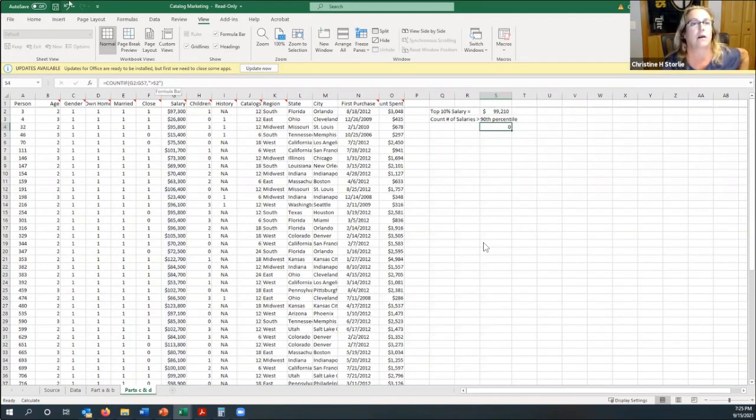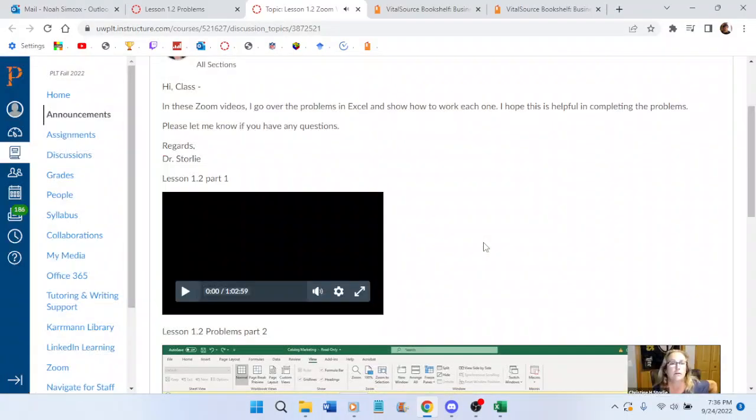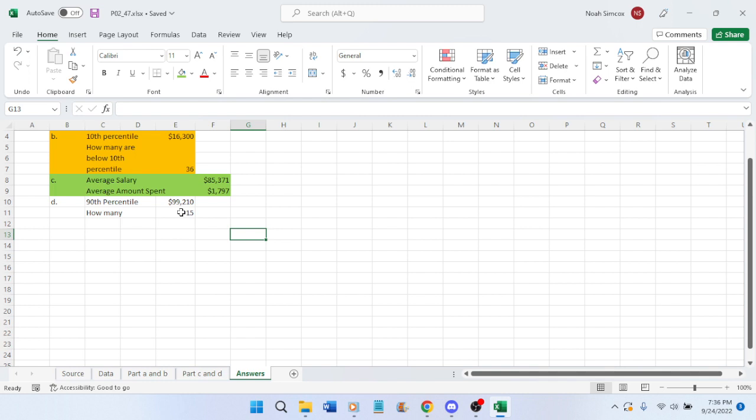Wait, what is she now doing? She had the right answer, and then she got rid of it. So 15 of the individuals that met that filter criteria have salaries in the top 90th percentile.